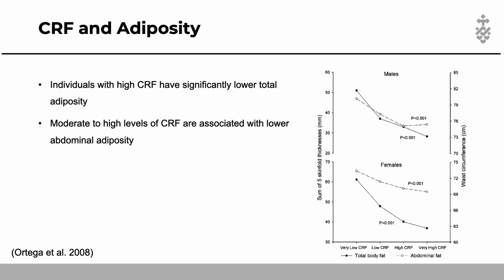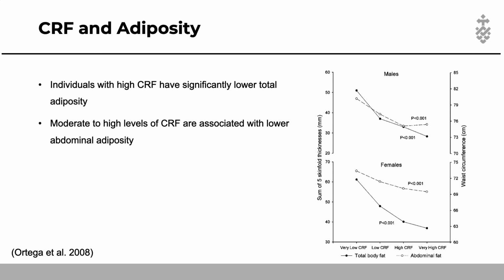So firstly, when we look at this figure, notice how it's got two y-axes. On the solid line, with the filled black circles, that one's looking at total body fat as measured by the sum of 5 skin folds, whereas that broken dotted line is referring to waist circumference, a measure of abdominal adiposity.